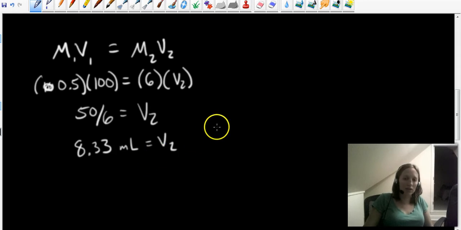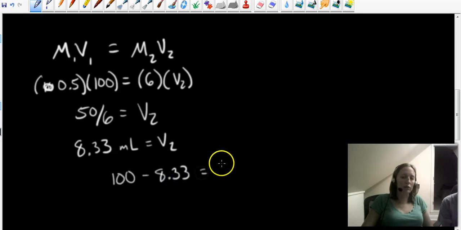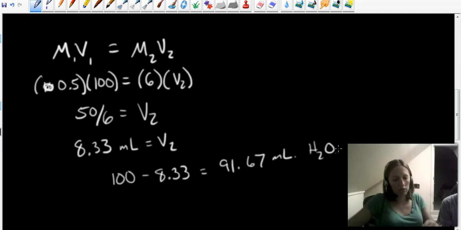What you do is you pour 8.33 mLs into a 100 mL flask, and then you fill it up with water to the 100 mL mark. Another question might be, how much water do you add? Well, you need to get to 100, and you started with 8.33. And so you have 91.67 or whatever mLs of H2O. So just be careful with the wording of the question and your answer.